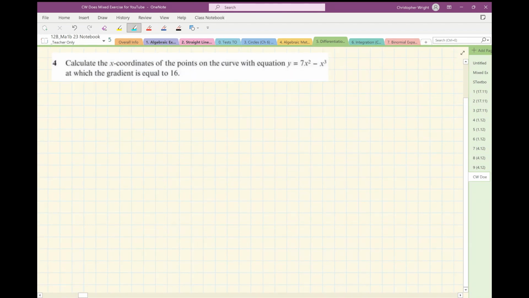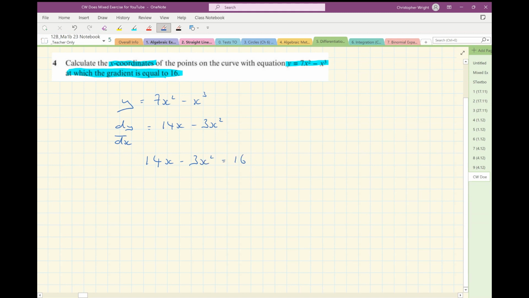Question 4. Calculate the x-coordinates of the points on the curve with this equation at which the gradient is equal to 16. So I need the x-coordinates of the points where the gradient is equal to 16. So what I'm going to do is take my function and differentiate it. And then I'm going to find the x values that give me a gradient that is equal to 16. So I'm going to find the x values which make the differential equal to 16.